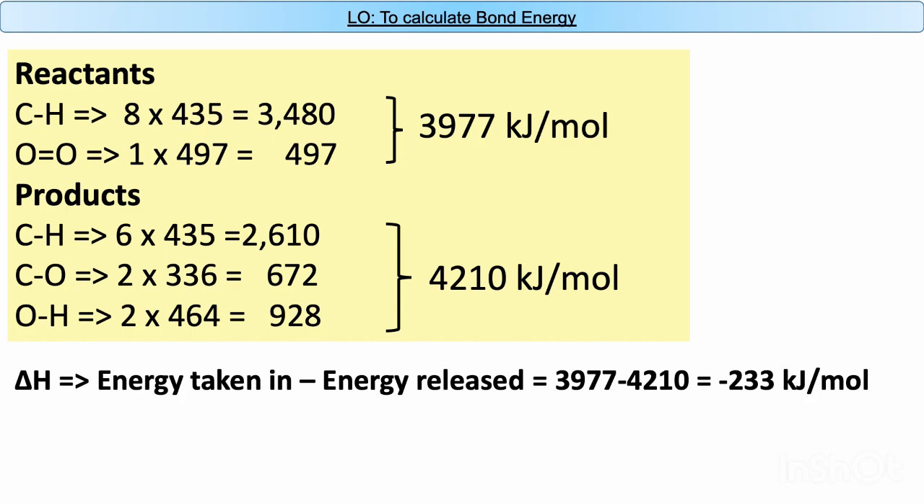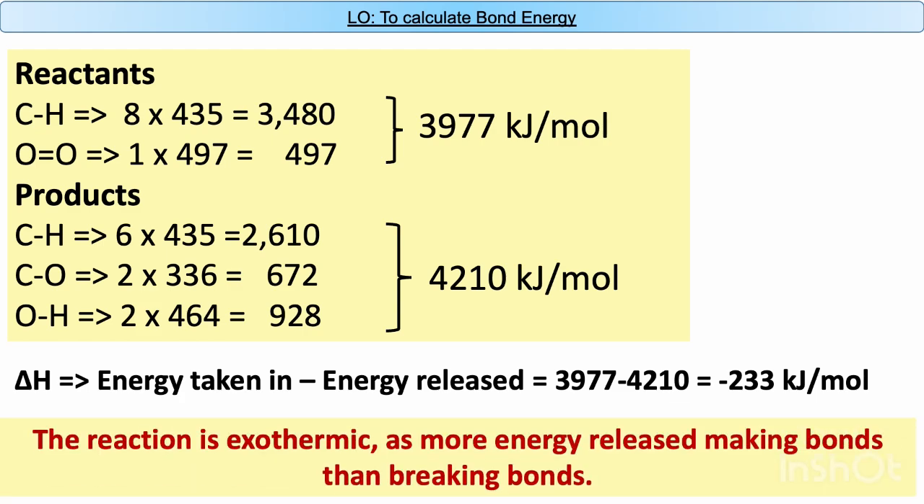So it is 3,977 minus 4,210, which is equal to minus 233 kilojoules per mole. Is the reaction endothermic or exothermic? You are correct. The reaction is exothermic, as more energy released making bonds than breaking bonds. Again, this means that your energy released is higher in value than the energy taken in.